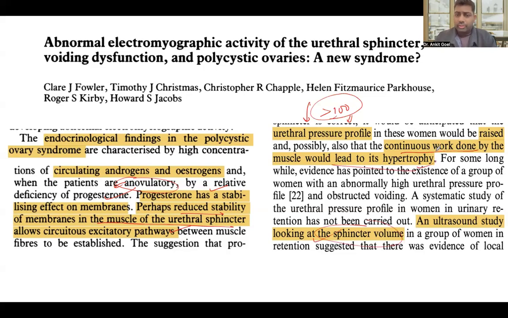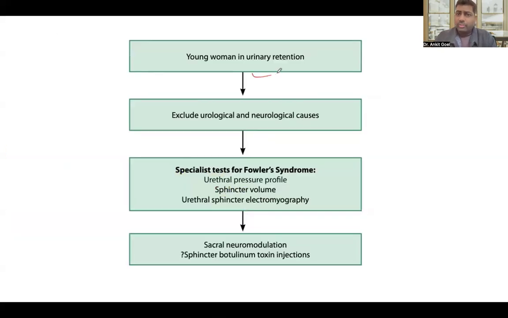So, just quickly summarizing. When there is a young woman with retention and you have ruled out the anatomical, urological, and neurological causes, then the thing that should come to your mind is Fowler syndrome. Now we know the clinical presentation: retention of more than 1 liter without any neurological cause, without any painful retention, and maybe associated with polycystic ovarian disease.